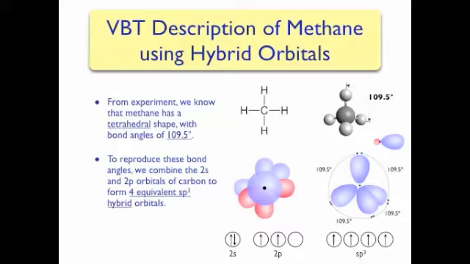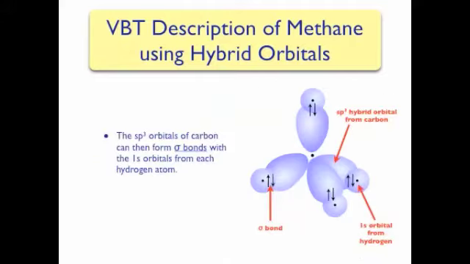Now we're ready to do our orbital overlap. The sp3 orbitals are ready to overlap with the 1s orbitals from hydrogen because they're singly occupied. Note the picture on the right, which shows all of the orbital overlap. The orbital overlap occurs between the sp3 hybrid orbital from carbon and the 1s orbital from hydrogen. This happens 4 times to produce 4 equivalent carbon-hydrogen bonds.